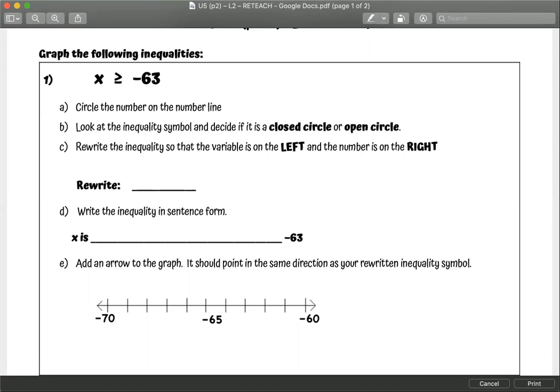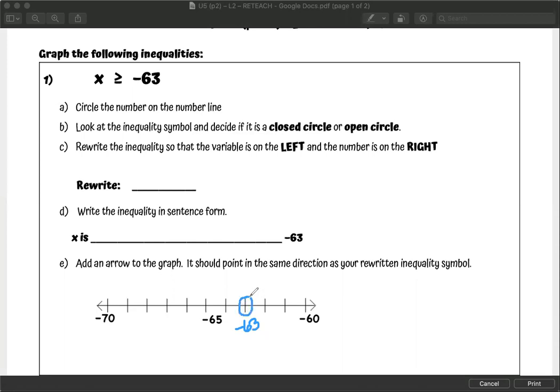So first thing I'm going to do is circle the number on the number line. So negative 63, I'm going to find on my number line right here. Remember that negatives work in the opposite way. A bigger negative is a smaller number. So I'm starting at negative 60, negative 61, negative 62, negative 63. If it helps, write negative 63 right there.